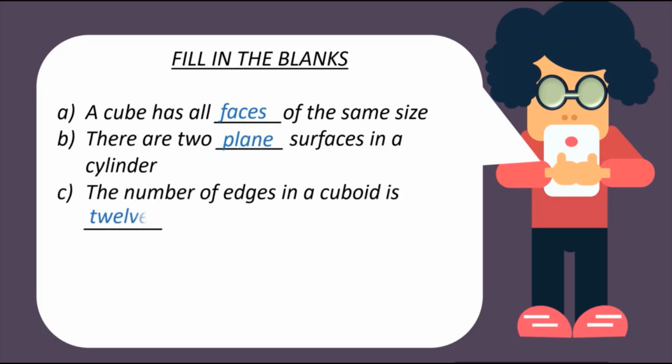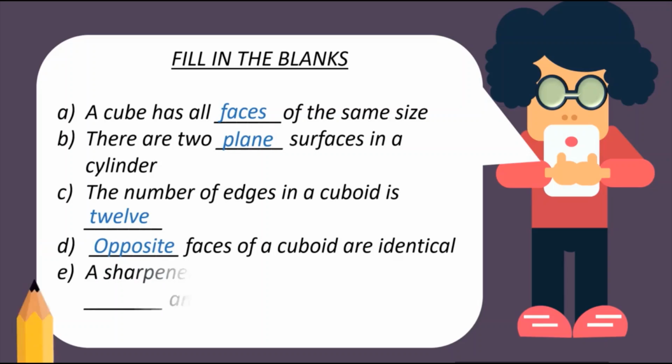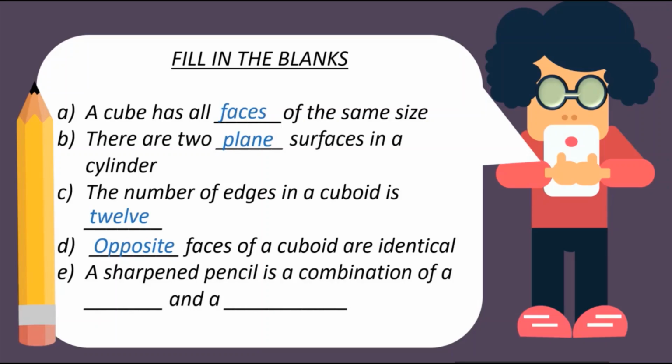The number of edges in a cuboid is 12. Dash faces of a cuboid are identical. Identical means same. So the opposite faces of a cuboid are identical. A sharpened pencil. Look at the picture. A sharpened pencil is a combination of a cone, that is, the tip of the pencil looks like a cone, and a cylinder. The rest part looks like a cylinder.